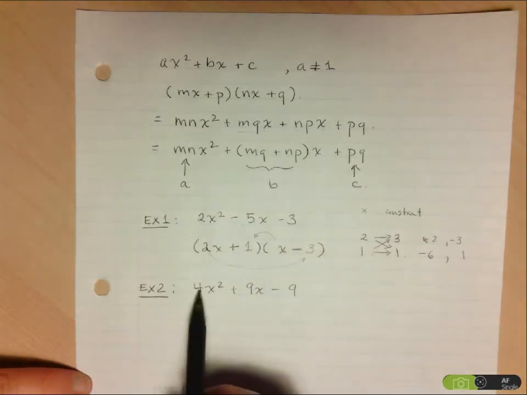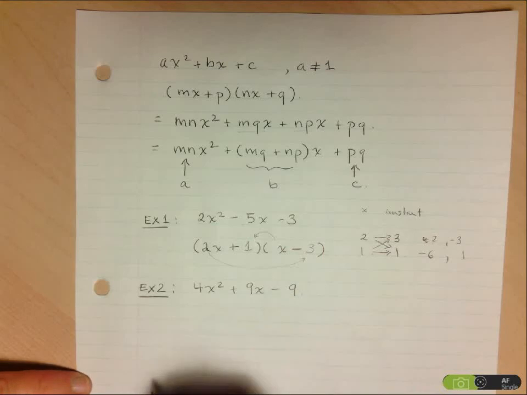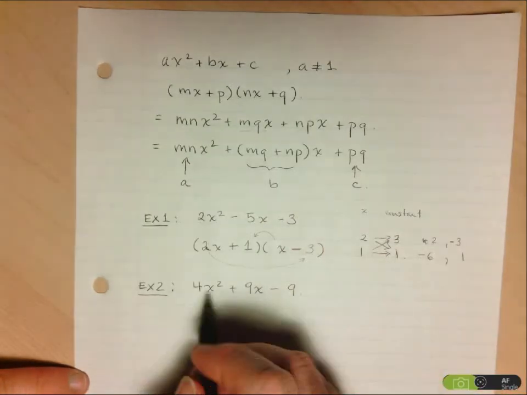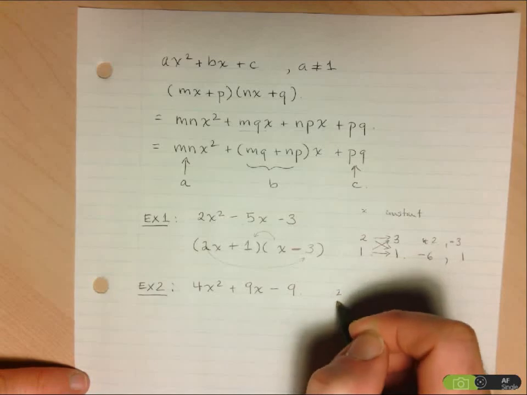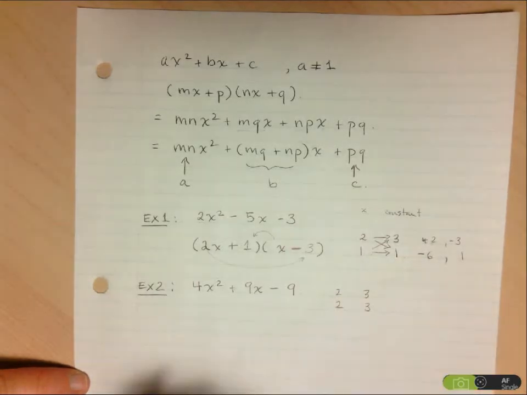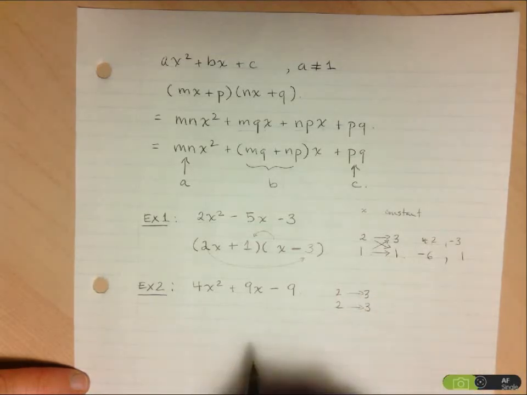Now we see here that there's more than one possible combination that'll give us 4x squared, and there's more than one possible combination that's going to give us negative 9 here. So what you do is you just go one by one, test them out. So let's say for 4 I pick 2 and 2, and then for 9 let me pick 3 and 3. Now again, we have two possible ways of multiplying them.